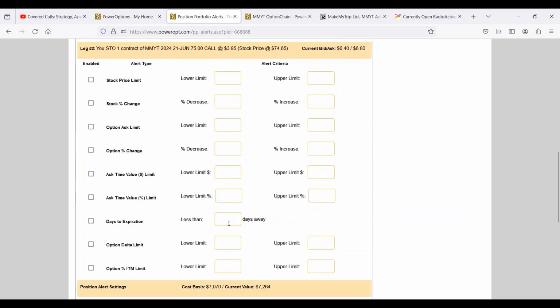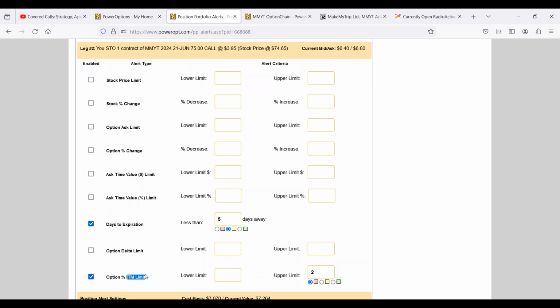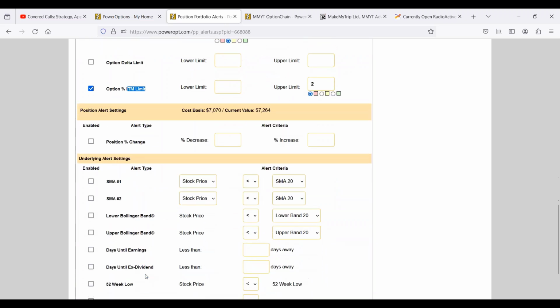We can put alerts if I'm within 5 days to expiration, or if the delta hits a certain level, or if it goes more than 2% in the money, for example, the option percent in the money limit. I might enter that as well if I wanted this to stay out of the money, and I'm looking to have it just expire worthless, in this case, and go that route.